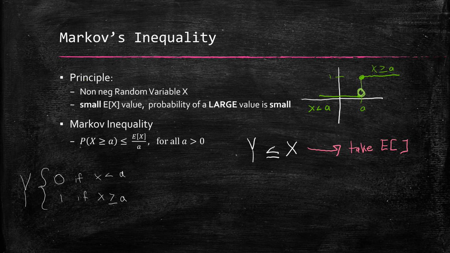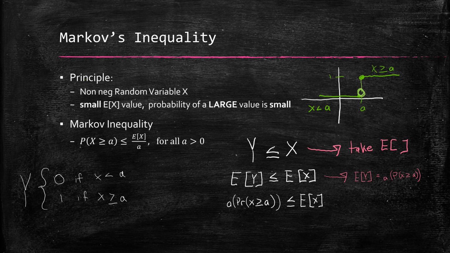Now, because y is always less than or equal to x, the expected value of y is also going to be less than or equal to the expected value of x. The next thing we can do is use the definition for the expectation of y, specifically that a times the probability of x being greater than or equal to a is equivalent to the expectation of y. So we can put that in place of the expectation of y. We divide by a, and boom, we have Markov's inequality.